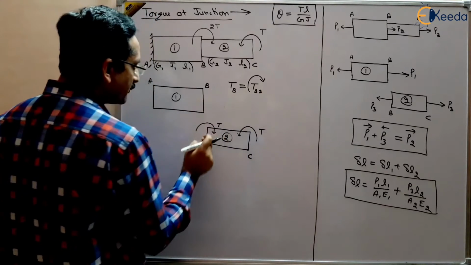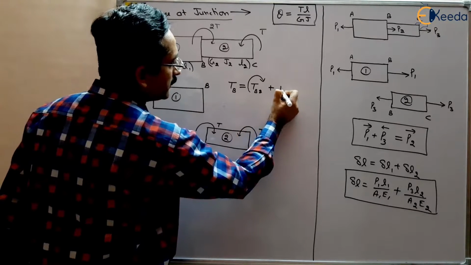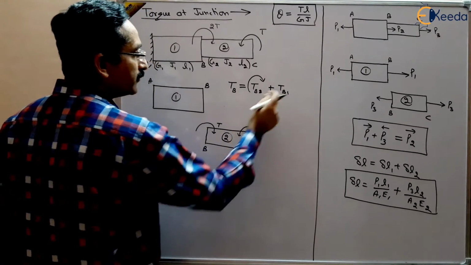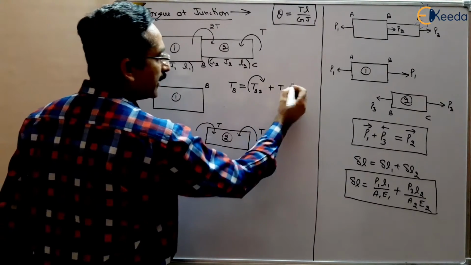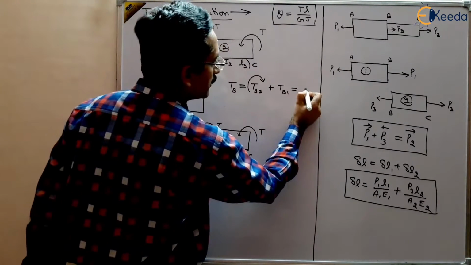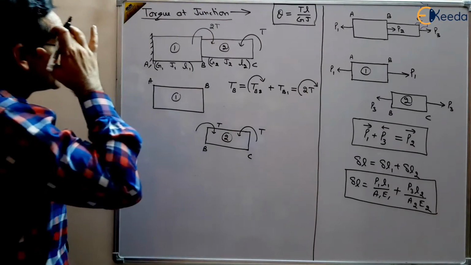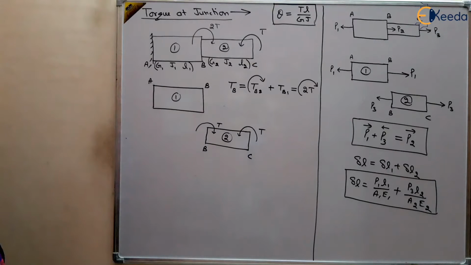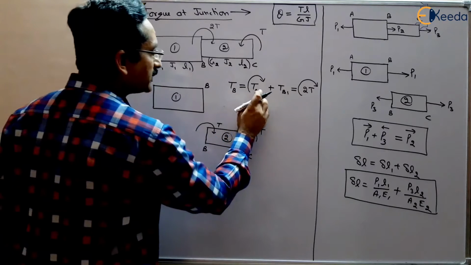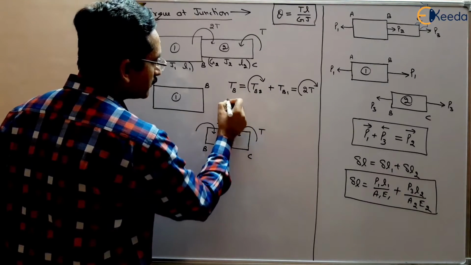And the algebraic sum of this torque and this torque should be the same. So plus torque at B in part 1. In part 1 of this body, we don't know what is happening here. And that should be equal to the total torque, 2T clockwise, right? And 1T clockwise we have already applied. So this is T clockwise, right?